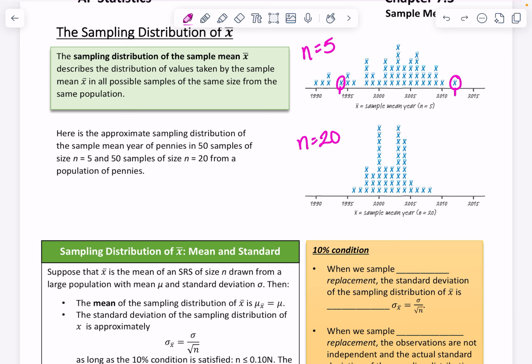You have samples of size 20. So in one sample of 20 pennies, you have this average of 1996. In 2 samples of size 20, you have the average year was 2005. So you get all samples of size 20, you find their sample averages, their X bars, and you get this shape. So that's the idea that we're working with: we're going to get our samples, find their sample averages, their X bars, and plot all those X bars on a number line. That would be our sampling distribution.